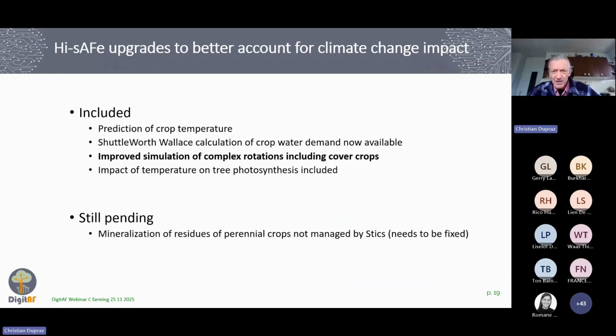So the model was upgraded to better account for those climate change impacts. I won't go into the details, but those are some processes that we included to better take into consideration the impact of climate change on the efficiency of the system. And we still have some processes that need to be improved, such as the mineralization of residues of perennial crops.